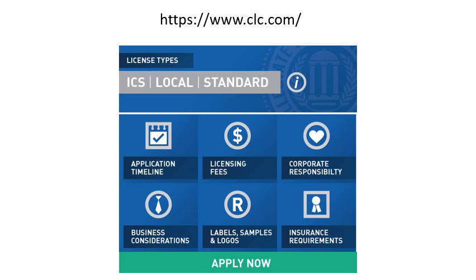The IMG College licensing site, the URL is on the screen, contains a really practical introduction to this area of IP use. I thought it was really interesting looking at how much each of the universities would charge for licensing fees, as well as the corporate responsibility and business considerations if you are in fact going to buy a license. So I would encourage you to take a look at that.